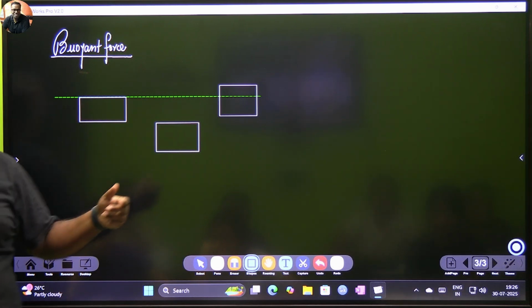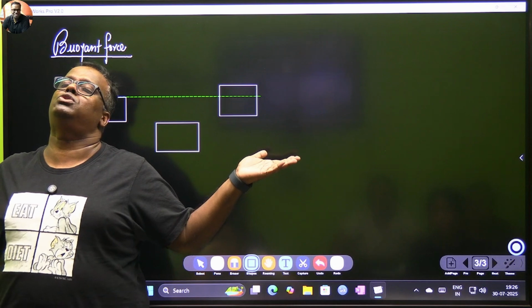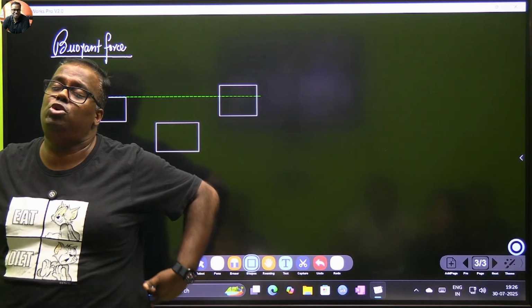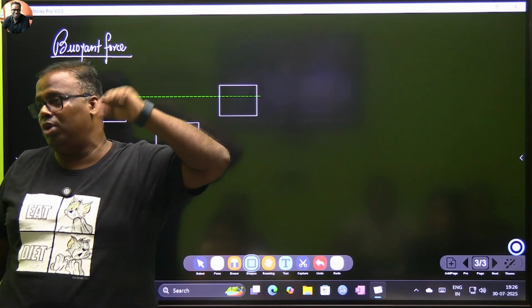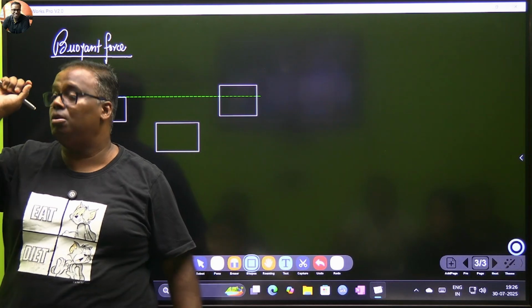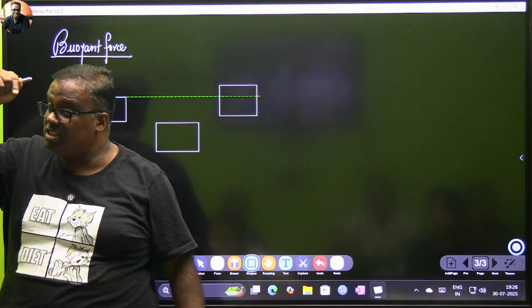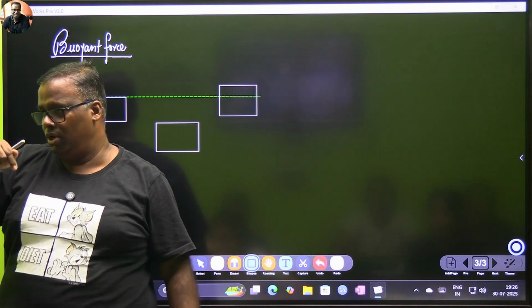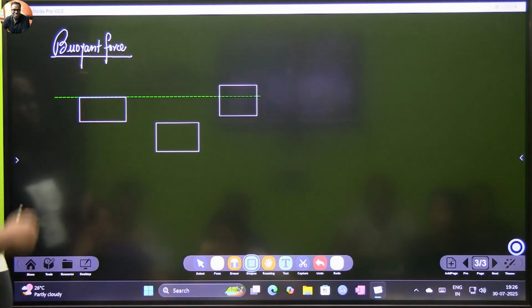If you are lying on the surface of a liquid without any portion, not even 1 mm of your body inside the fluid, buoyancy does not come into play. Buoyancy will come into play only when you are getting inside the liquid, either fully or partially. So we have three scenarios.